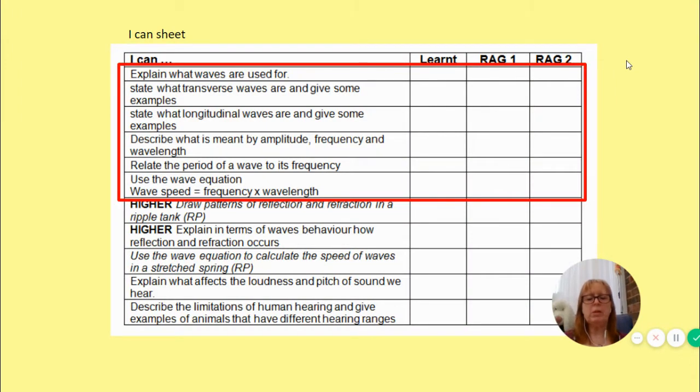Right, let's have a look at them. So this is what we're going to look at today. We're going to look at what waves are used for, what transverse waves are, what longitudinal waves are. We're going to look at some keywords that you need to know the definitions of: amplitude, frequency and wavelength. We're going to look at something called the period of a wave, and then some calculations with the wave equation. So you'll need a calculator.